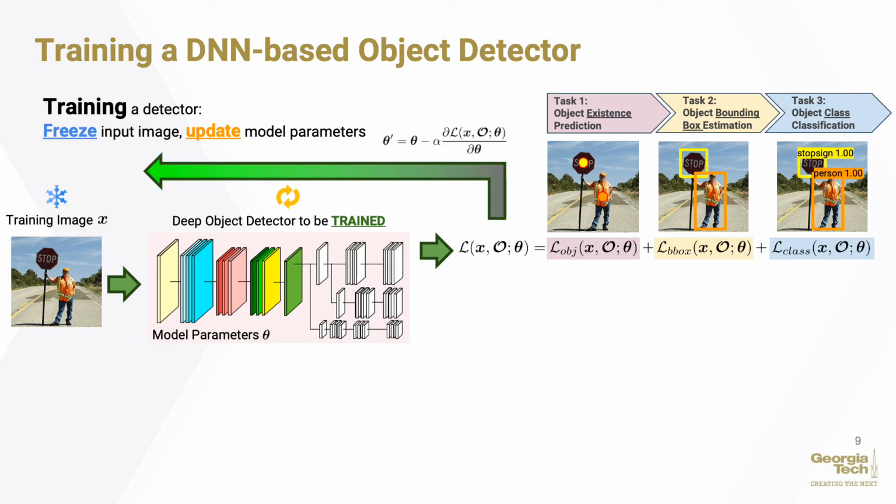During the training process of a neural network, the gradients will be computed with respect to the model parameters theta, and a backward propagation will be conducted to update the model parameters. The input image will not be changed in the training process, only model weights will be iteratively modified.